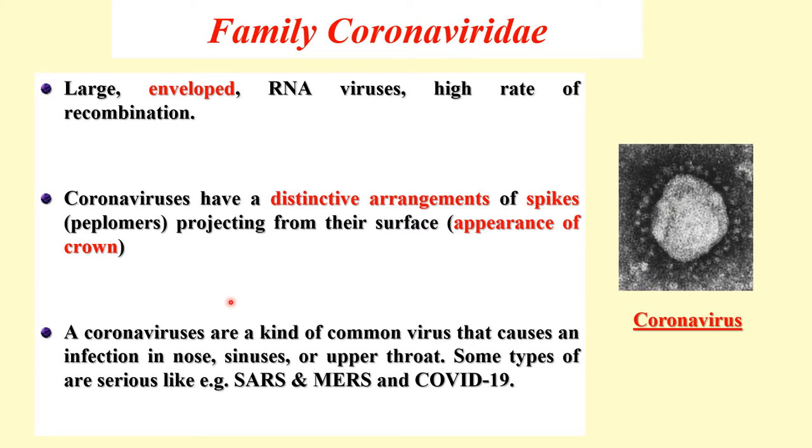Members of the coronaviruses are viruses that cause infection in humans, and usually these infections are mild. These infections occur in the nose, sinuses, or the upper respiratory tract or throat. However, some types of the family Coronaviridae cause very serious diseases, with special reference to SARS, MERS, and now coronavirus COVID-19, as we are going to describe in much more detail within this lecture.